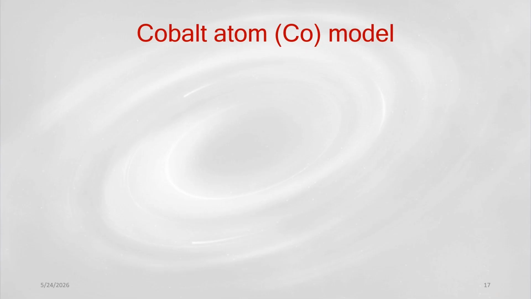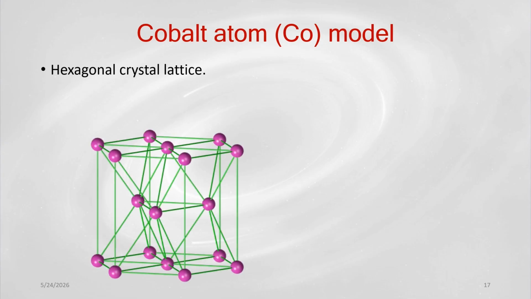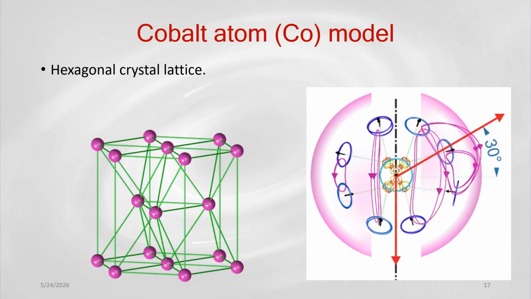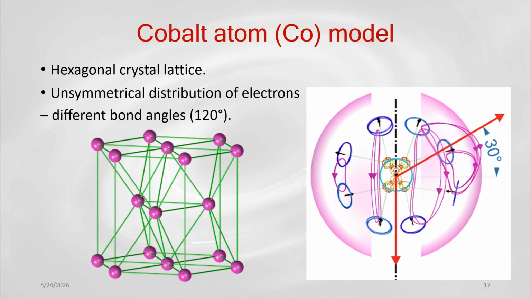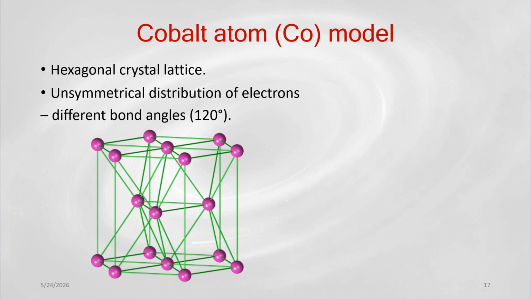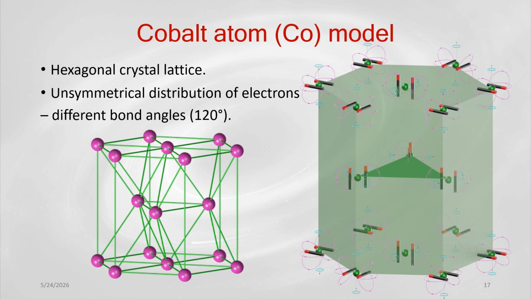Cobalt crystallizes in a hexagonal crystal lattice. In this model, one half of the terminal globule contains 4 valence electrons, while the other half contains one globule with 4 valence electrons and a second globule with only 3 valence electrons. This asymmetry leads to an uneven distribution of the magnetic field generated by the electrons, which allows cobalt to form a crystal lattice with 120-degree angles within the hexagonal crystal structure.